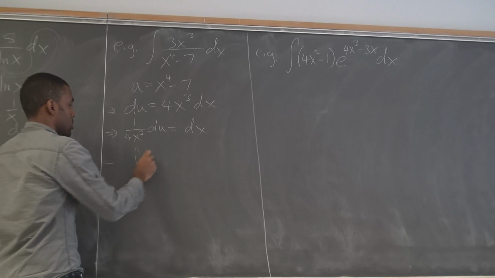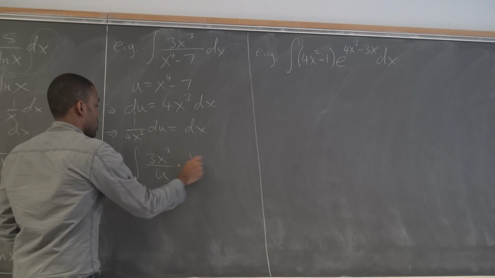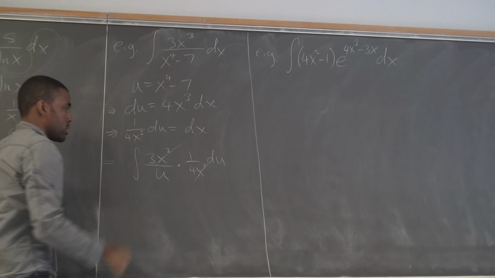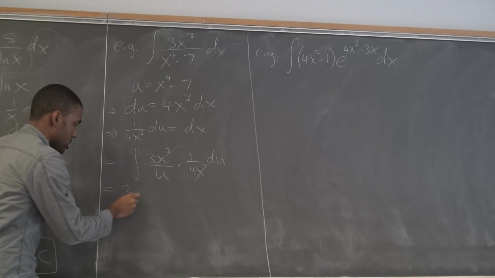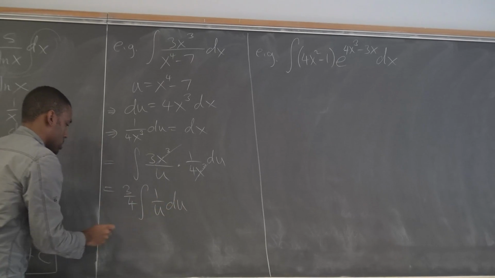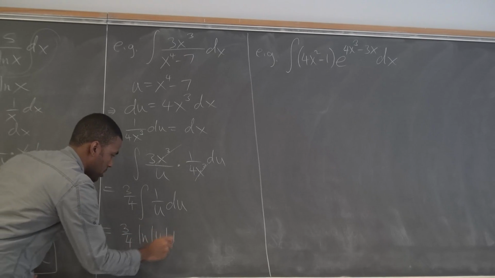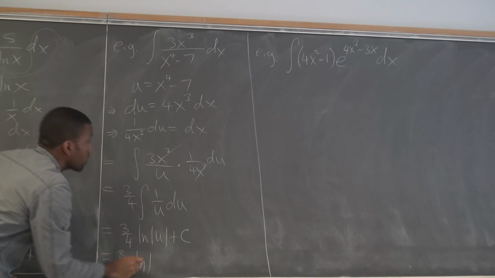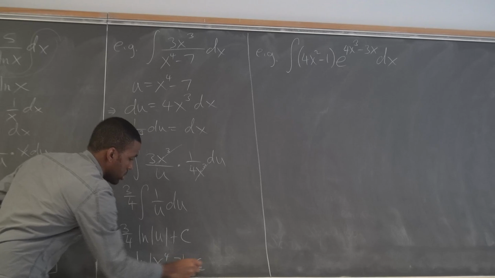We get 3x cubed over u times 1 over 4x cubed du. And cross out the x cubed. The x cubes would cancel. This 3 over 4, there's a constant factor rule. We can always factor constants out if we'd like. It's just 3/4 ln absolute value u plus c. u was x to the 4th minus 7, so 3/4 ln absolute value x to the 4th minus 7, plus c.